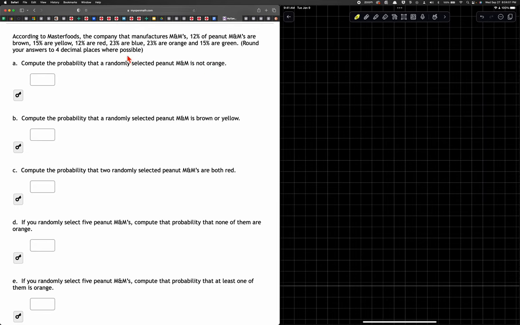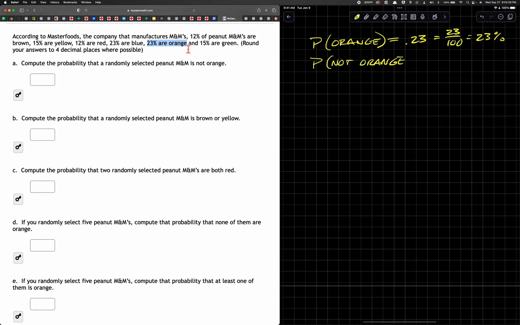So it's key. You can choose the orange, right? And that would be 23%, but that's not what they're asking. So the probability that you select an orange M&M is 0.23, or 23 out of 100, or 23%. Those are all the same number. The probability of not orange, if we did a whole tree diagram, you would have all kinds of branches. But this one idea coupled with another one will make a lot of this problem set easier.